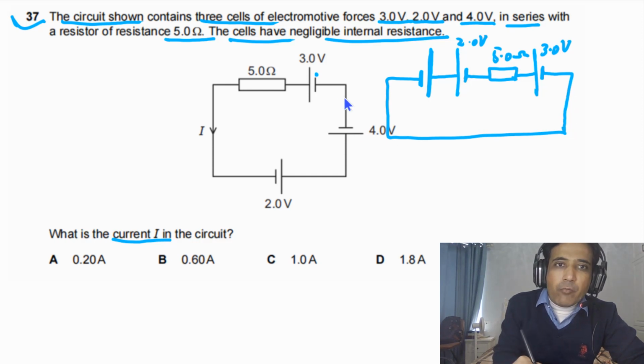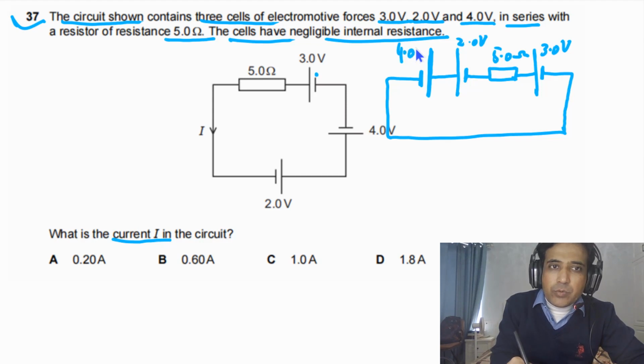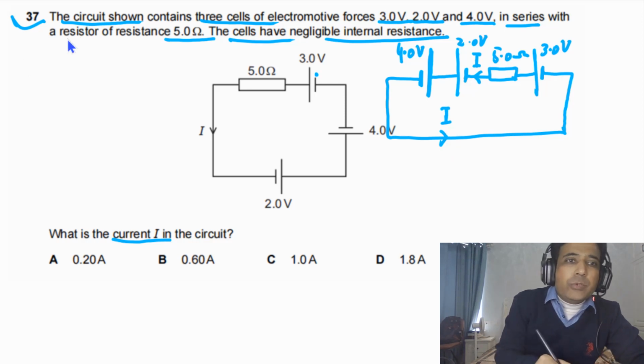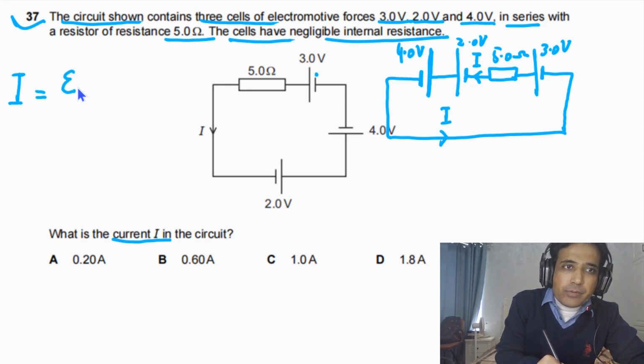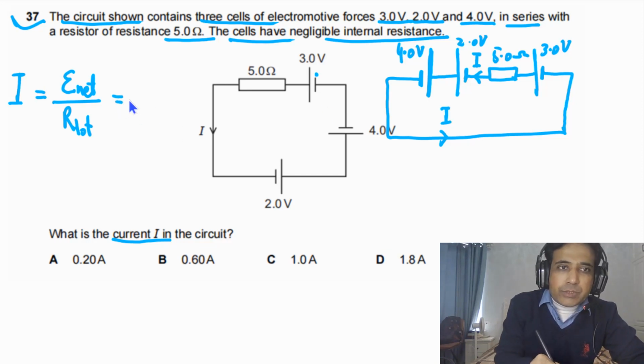So it is just a wire between these two terminals, and this is 4.0 volts. We need to find the current in the circuit, the value of I, so we can draw it here. As they are connected in series, the current in the circuit is the same. So how can we find the current in the circuit? Current I has to be equal to the net EMF in the circuit divided by the total resistance of the circuit. This is the main idea. The total resistance in the circuit is equal to 5.0 ohms.